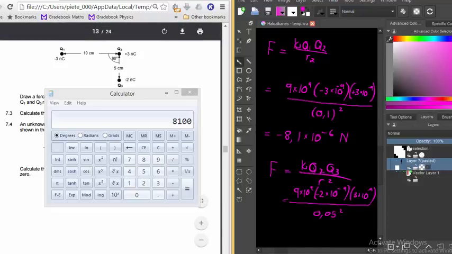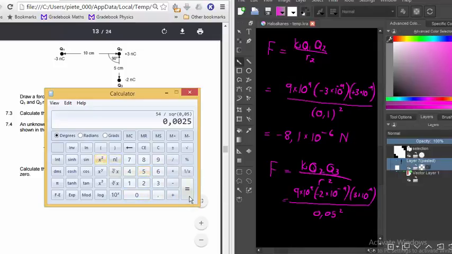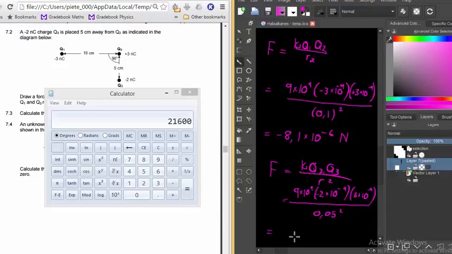0.05 squared. Okay, so again, 9 times 3 is 27, times negative 2 is 54, divided by 0.05 squared is equal to 216 times 10 to the power of 1, 2, 3, 4. So this would equal negative 2.16 times 10 to the power of positive 4, but then the same thing happens. The top is a negative 9, so positive 4 plus negative 9 is negative 5.